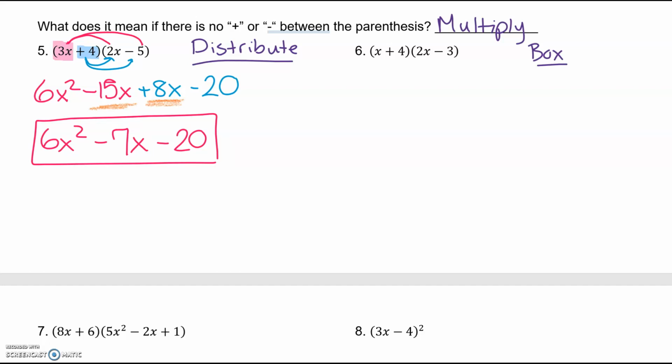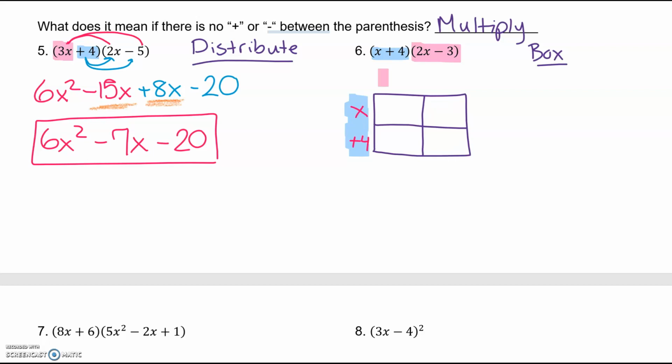Okay. Number 6, we are going to do a box on this one. Okay, a box is just as simple as it sounds. I am going to make a box. How big of a box? Well, if I have a binomial, that means 2 terms, times another binomial, 2 more terms, that means I need a 2 by 2 box. So I'm going to make myself a box here, and I need it to have 2 rows and 2 columns. So I've made myself a 2 by 2. I want to take this first binomial and I want to put it down the left-hand side. So I'm going to put the x here and the plus 4 here.